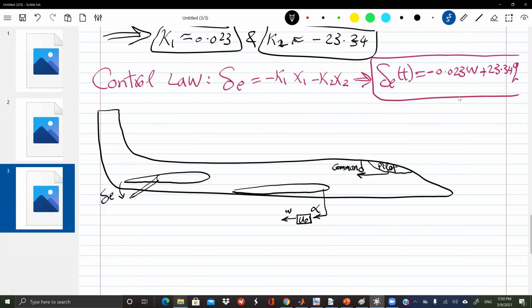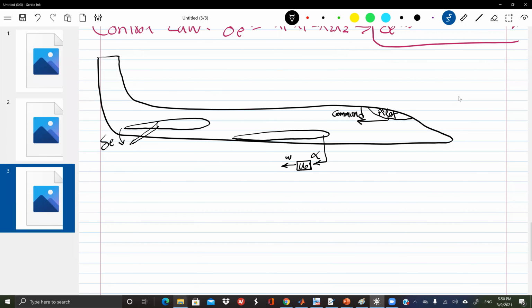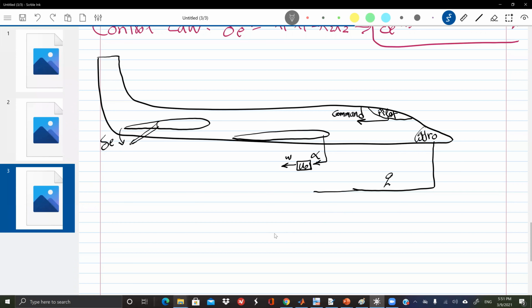I need the other state, Q. Put another sensor. We call it a gyro. And the gyro is much nicer than the angle of attack sensor. Guys, remember the angle of attack sensor is the main reason behind the 737 incidents that happened last year, right? It was all because the angle of attack sensor was giving a wrong reading, a very high angle of attack, whereas the actual angle of attack was just normal.